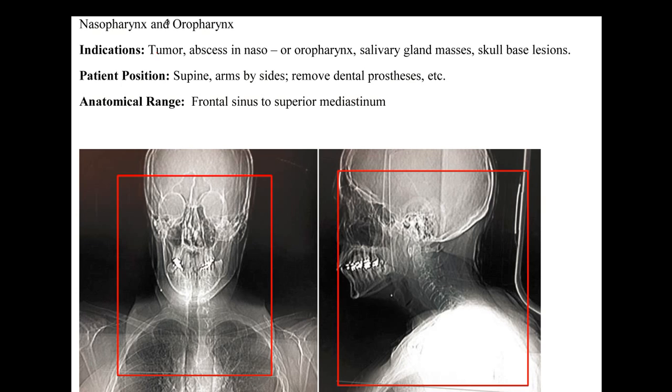The patient position is going to be pretty much the same throughout all of our protocols, with the patient being supine, the arms by their side. The key thing here is the removal of dental prosthesis. And you might be sitting there wondering why this is actually something that we have to watch out for.